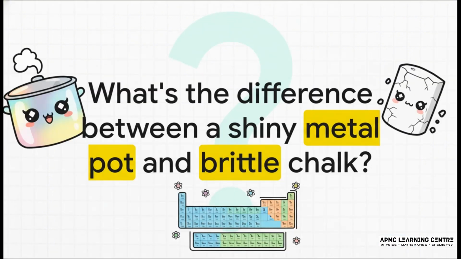Okay, so think about this for a second. What's really the difference between, say, a shiny metal pot in your kitchen and a simple piece of chalk? I mean, one you can bend, right? The other just shatters. One gets hot and cooks your dinner, the other, well, not so much. The secret behind all this isn't just what they are. It's about where they live on the periodic table. It's like their address tells you everything about them.